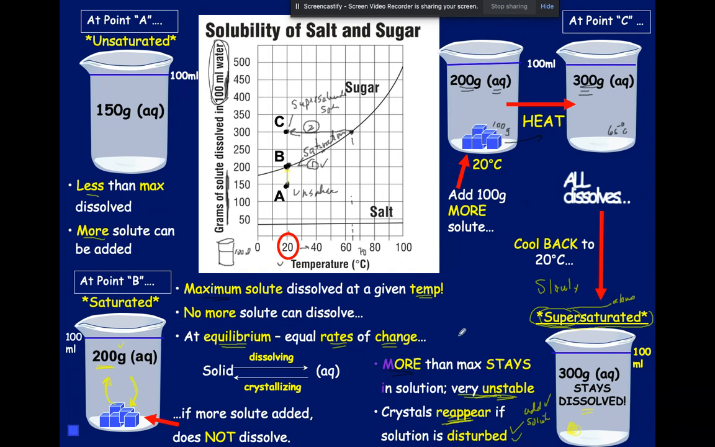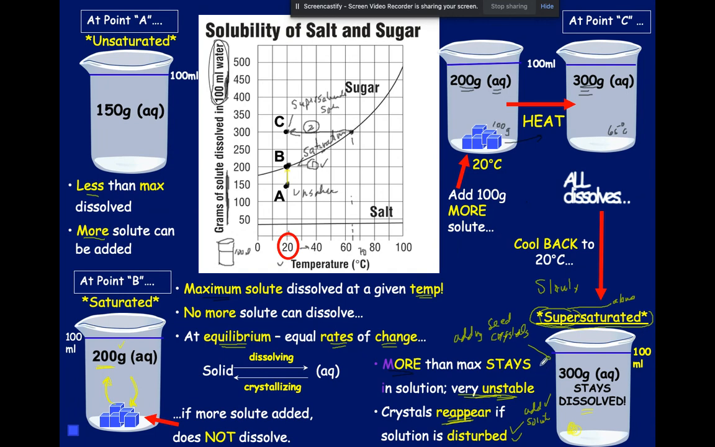You can disturb it by adding something called seed crystals. If you add seed crystals to this, you can get it to form crystals and come out of solution. That's a really interesting way to see it. And I might post a video up on modules so you guys can take a look at something that would be a supersaturated solution.